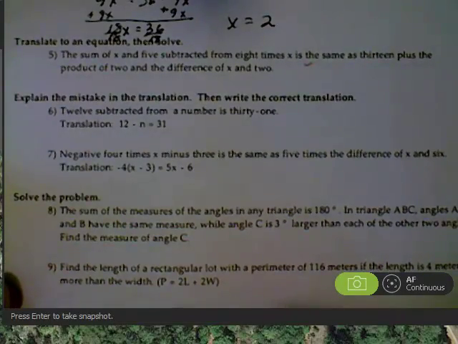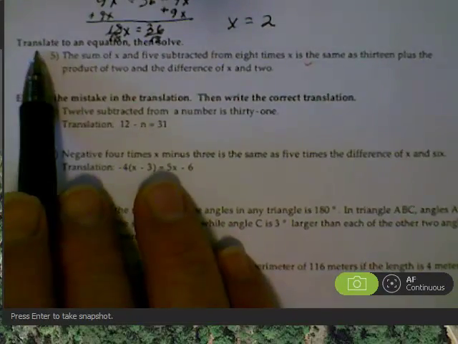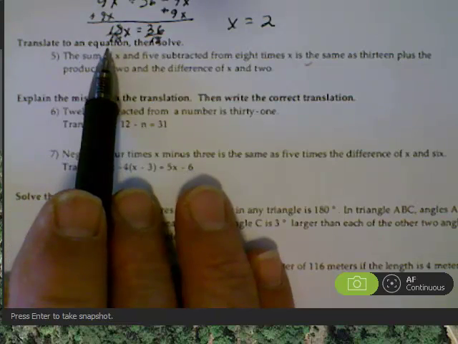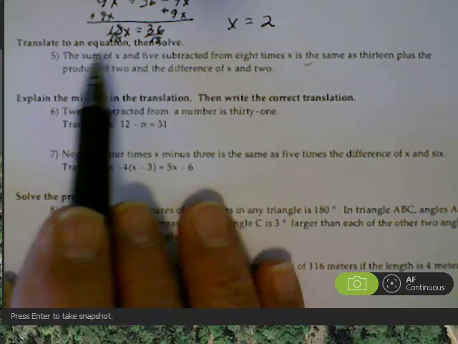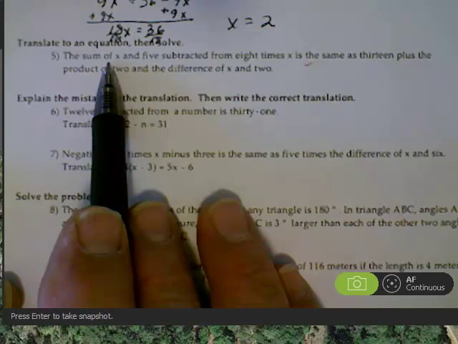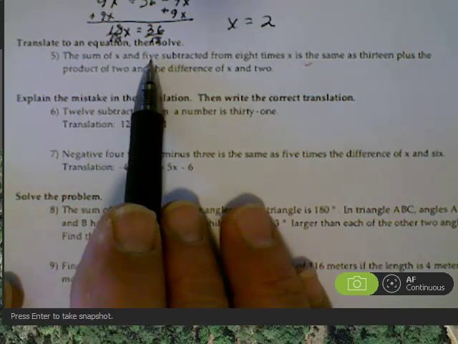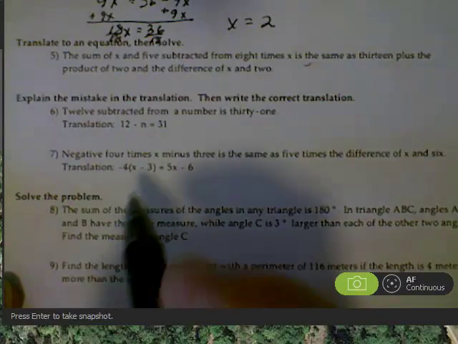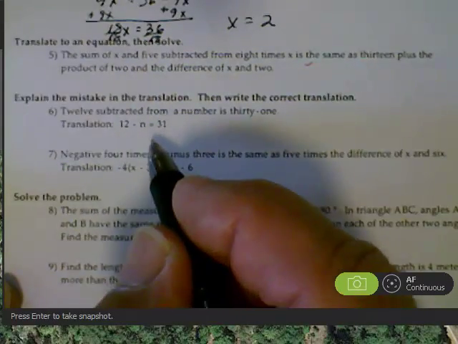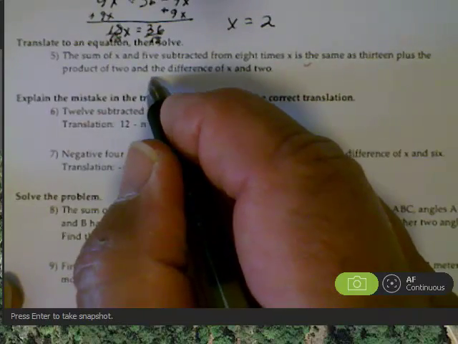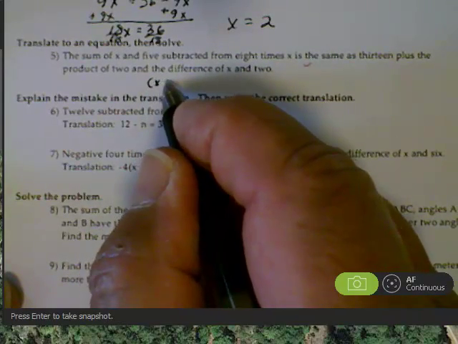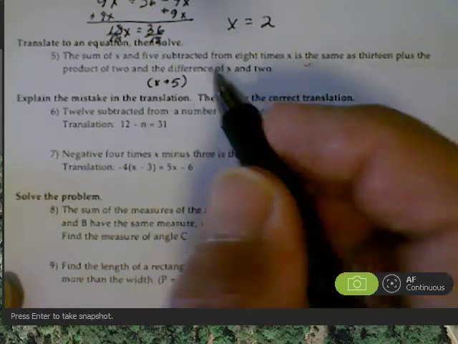Well, here's these word problems. It says 2-part. First, we're supposed to translate to an equation and then solve. Here's an of. So the sum of, that means x and 5 are in parens. So I have x and 5 in parens. X sum 5 in parens.